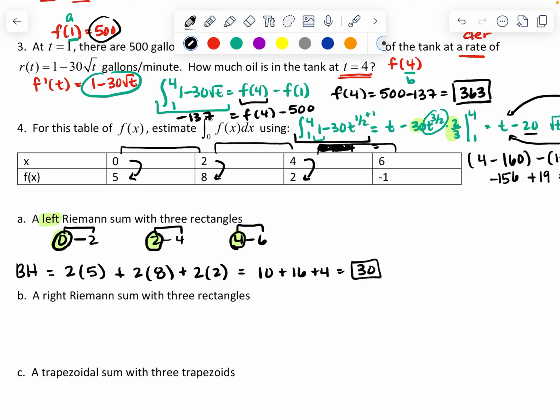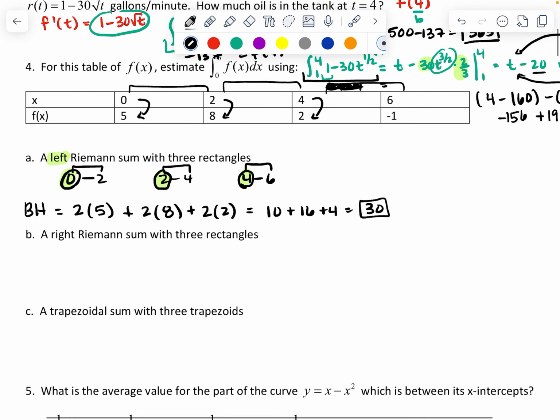Okay? Now let's do the same thing with a right Riemann sum. So the intervals are the same. Except this time, because we're doing a right Riemann sum, we're going to be highlighting the numbers on the right. Okay, so again, we're just doing base times height.